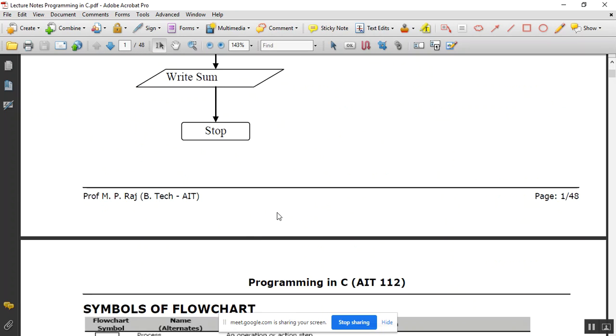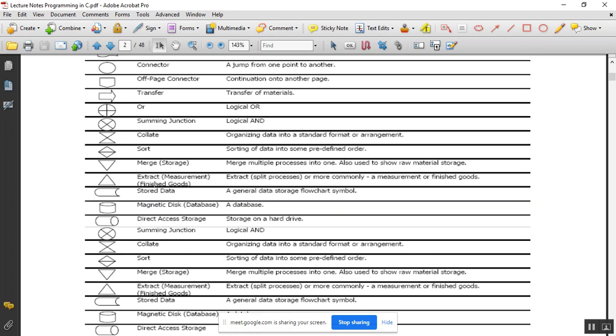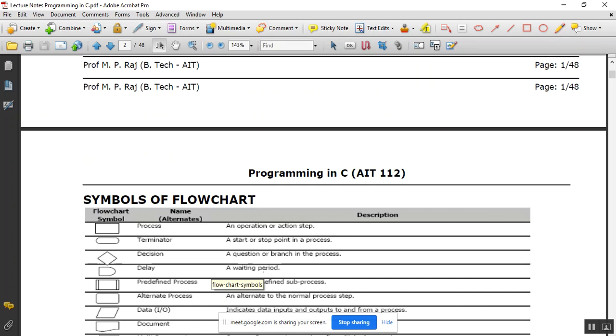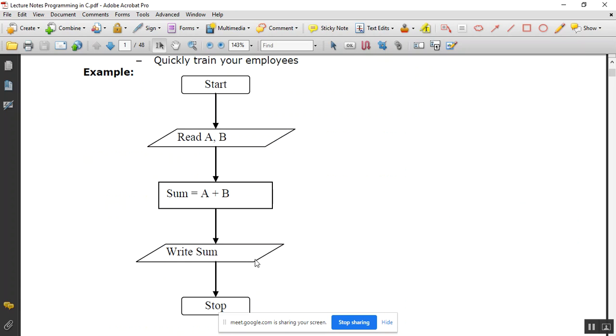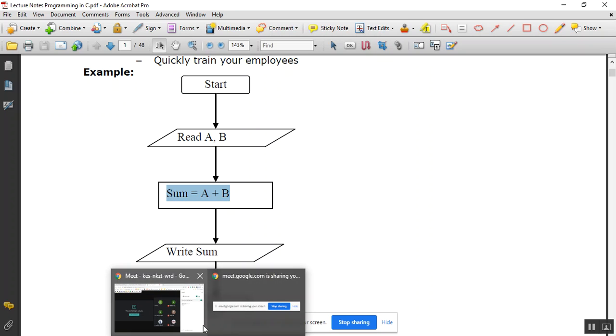And those symbols are shown in these symbols of flowchart. There are so many symbols, but we will use only 4 or 5 from it. First, the start symbol. It is known as start, and stop has got the same kind of symbol. It is known as terminator. These are known as data input and data output. Again, it has got the same kind of symbol, and this is a symbol for processing. If some kind of process is taking place, then it should be represented in the form of a rectangle.